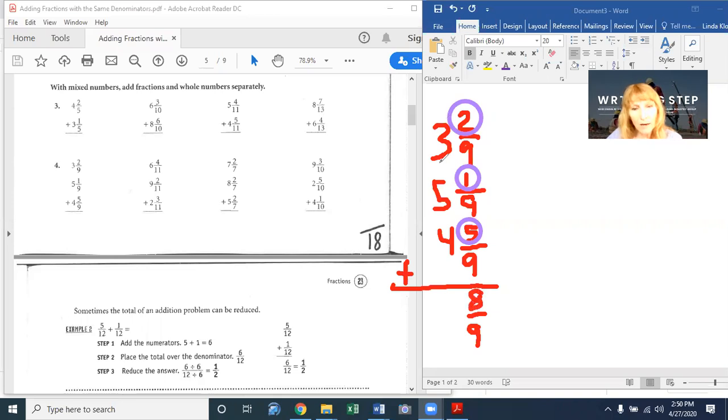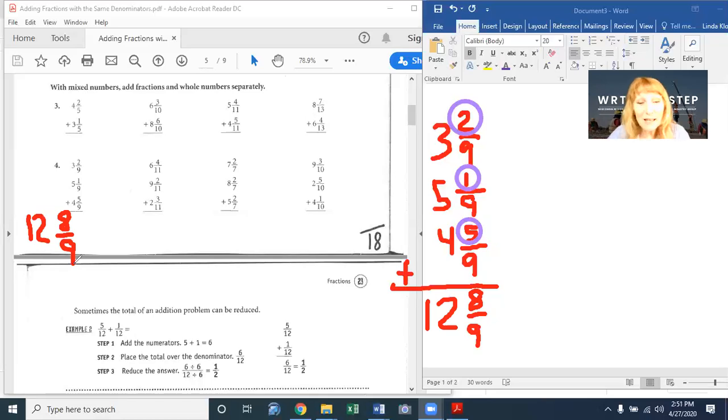Okay, we got the fraction part done. Now we have to add our whole numbers. So we're going to add 3 plus 5 plus 4. Yes, 12. So our full answer then is 12 and 8/9. Let's put that over here on our packet here. 12 and 8/9. Just like that. There we go.